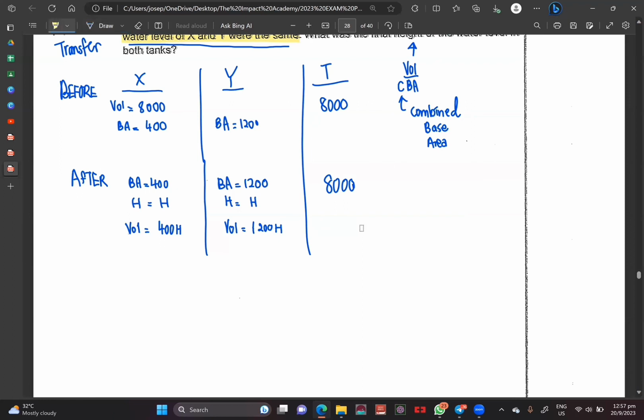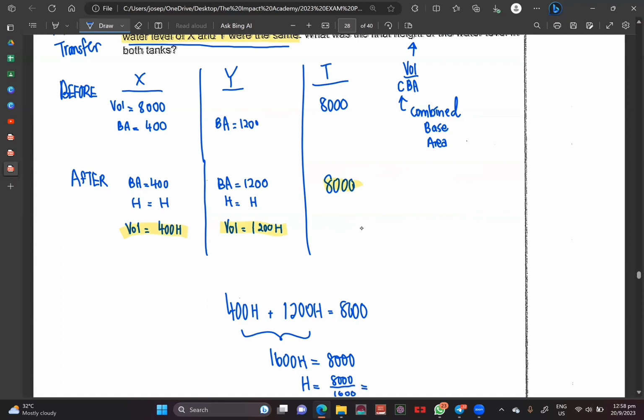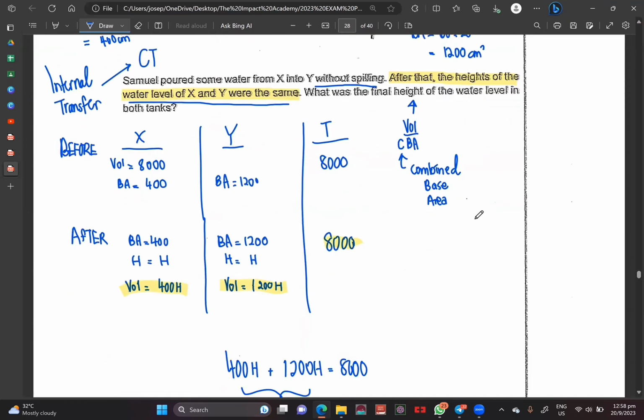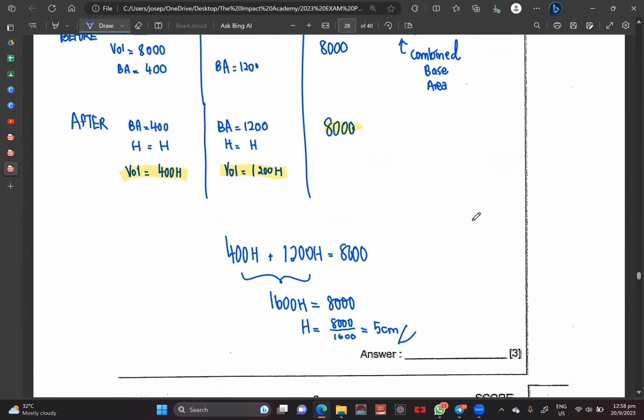So what we can say is that the volume of X plus the volume of Y is actually still equal to 8,000. So 400 H plus 1,200 H is equal to 8,000. So when we have this, over here, we get 1,600 H is equal to 8,000. So what we want to do next is find H, and H will then be 8,000 divided by 1,600. And therefore, my answer for this question has to be 5 centimeters. Now, the question says, what's the final height of the water level in both tanks? Your answer has to be 5 cm.